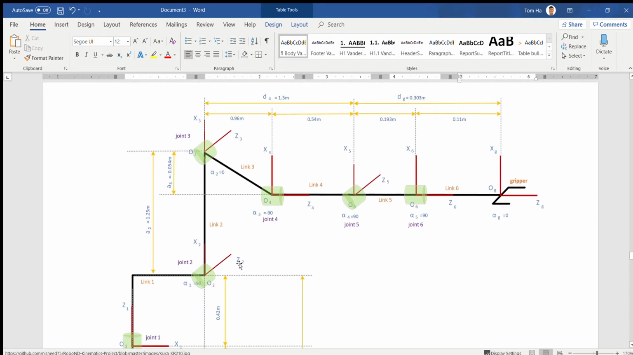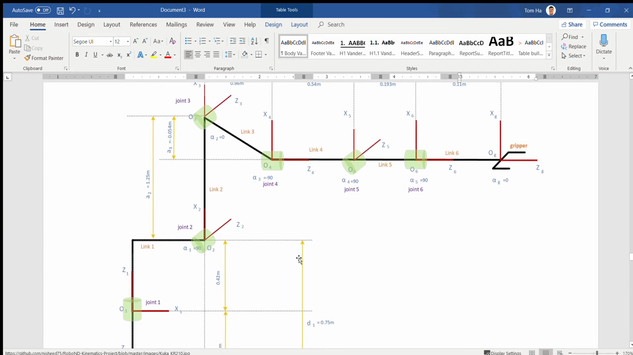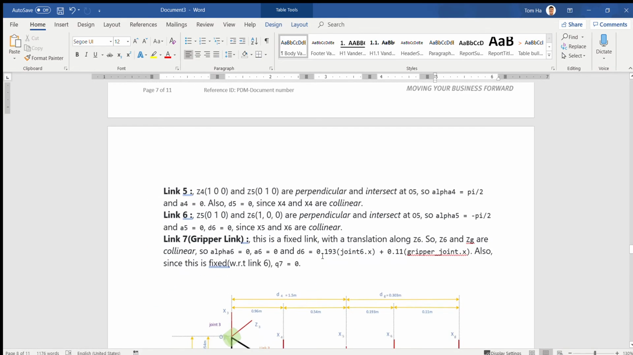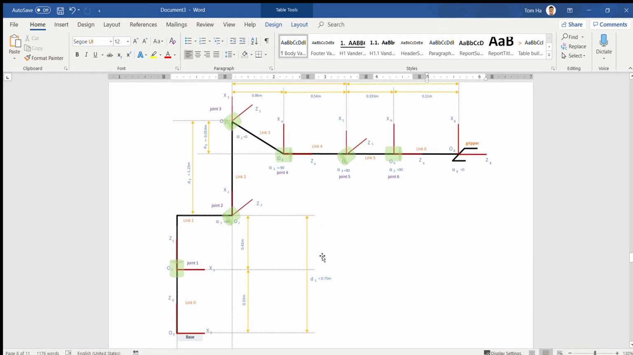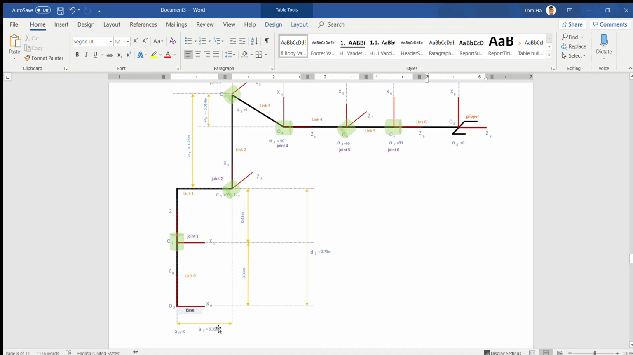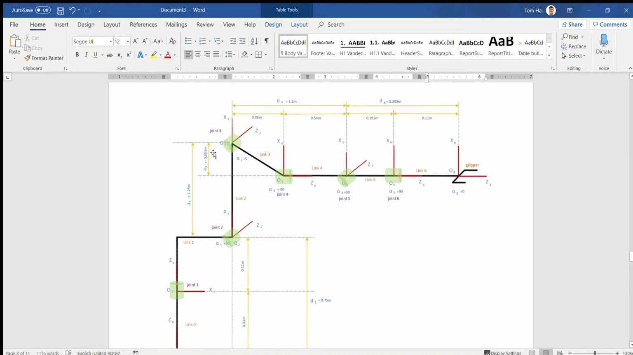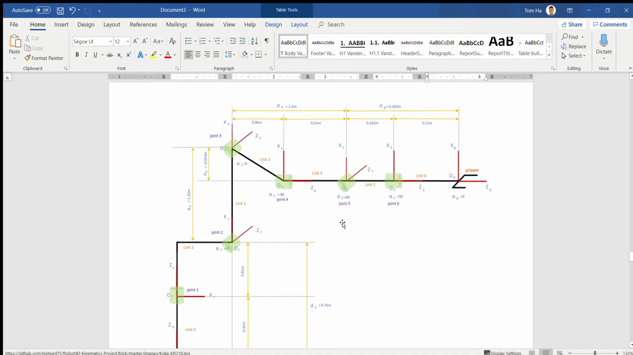This one is really good to look at. You can easily understand from this picture. Link 0, link 1, link 2, link 3, link 4, link 5, link 6. And you can see A1, D1. D1 means the length to this dimension. A2, A3. Very easy to see that. And look at the URDF and you can write it down.